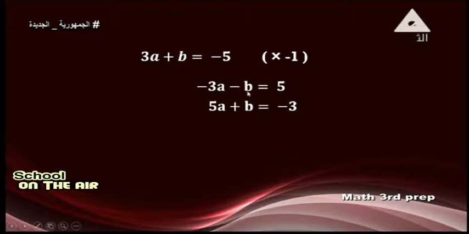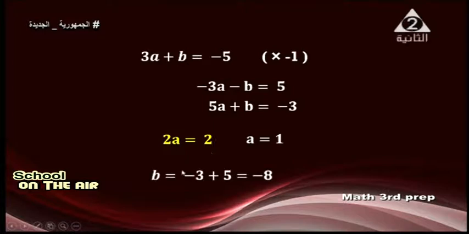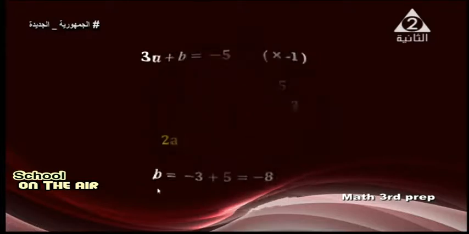Notice that here I have a golden form, where one of the coefficients of one of the two variables is the additive inverse of the other. We add the two equations together. If we get the sum of the two equations, the positive b and negative b vanish. What remains is negative 3a plus 5a equals, on the other side, 2. Divide by 2, the value of a equals 1. By substituting, b equals negative 3 plus 5... b equals negative 8.